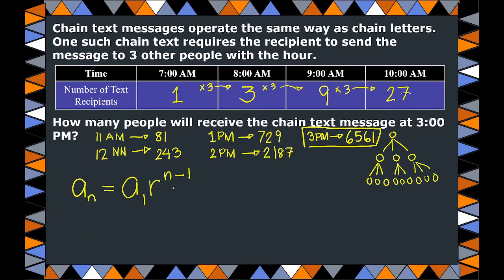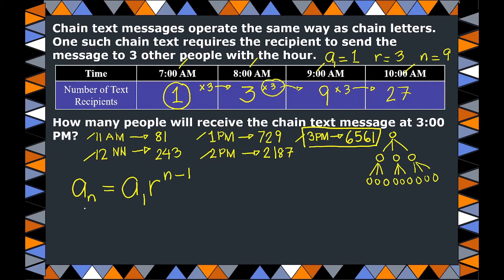So, let's identify the given first. The first term is this one, the number 1. The common ratio, the number we multiplied, is 3. And our n, from 7 a.m. to 3 p.m., we have 1, 2, 3, 4, 5, 6, 7, 8, 9. So n is equal to 9.